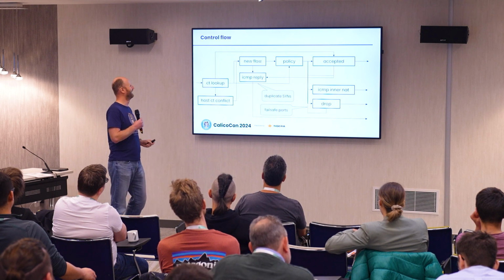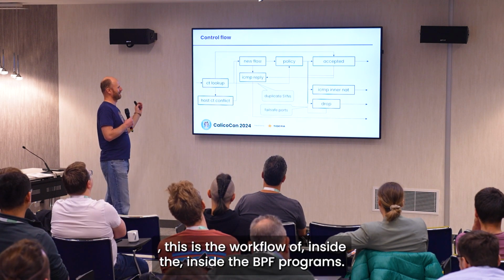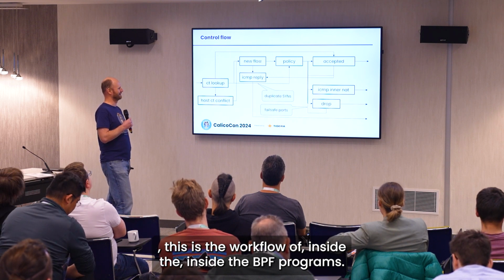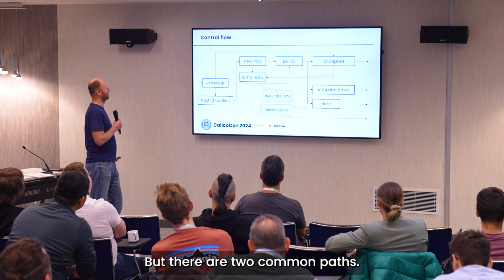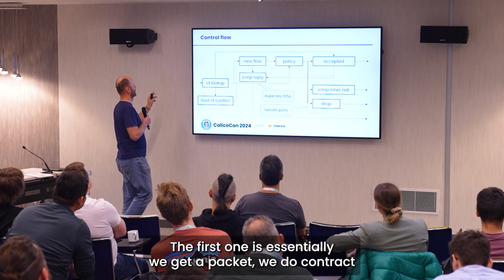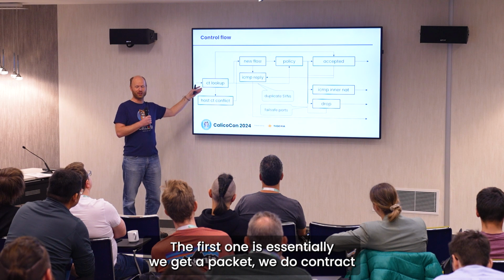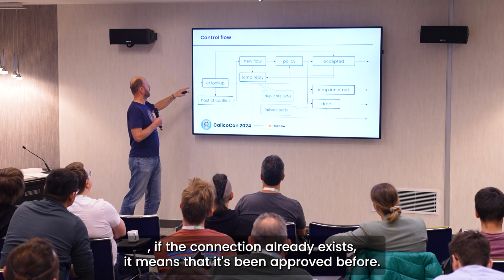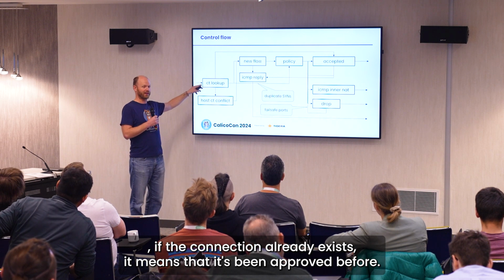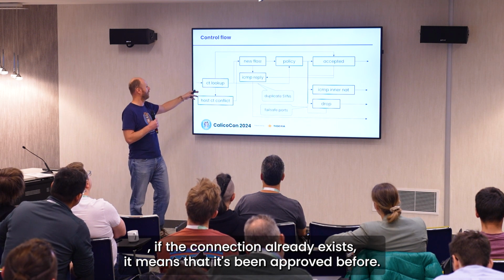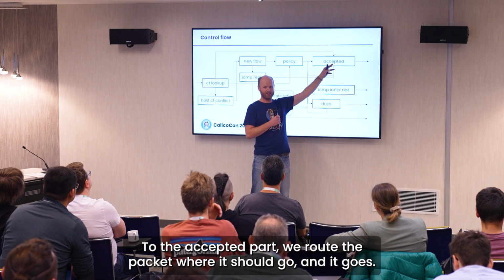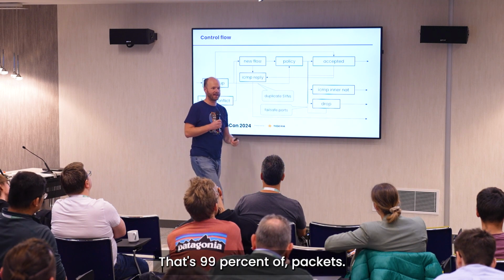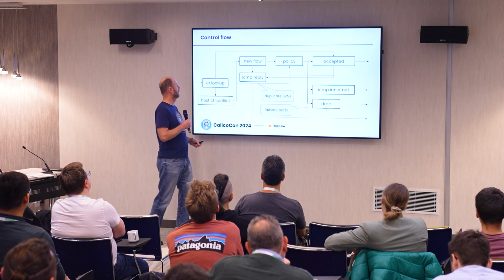Don't get scared here. This is the workflow inside the eBPF programs, but there are two common paths. The first one is essentially we get a packet, we do a conntrack lookup in our own conntrack table. We don't use the Linux conntrack table. If the connection already exists, it means that it's been approved before. We jump over to the accepted part, we route the packet where it should go, and it goes. That's 99% of packets.